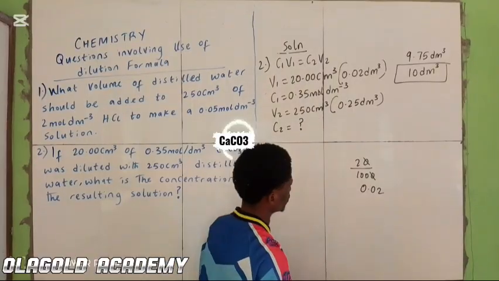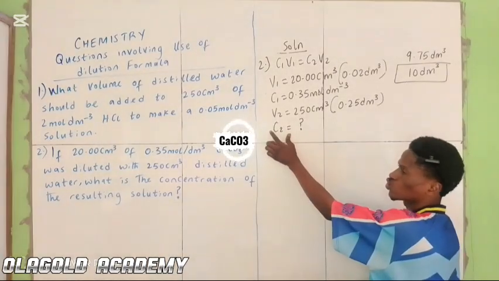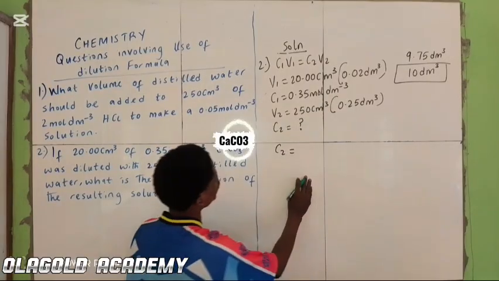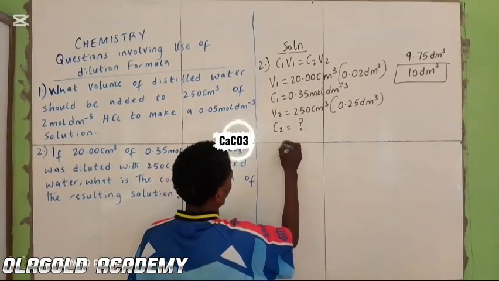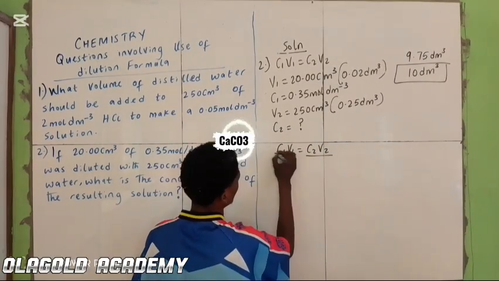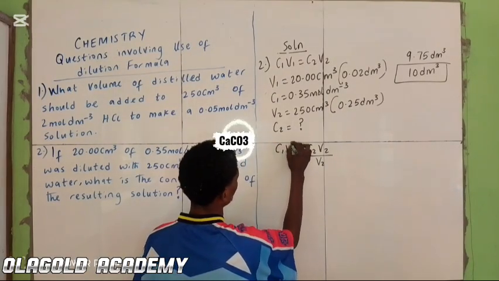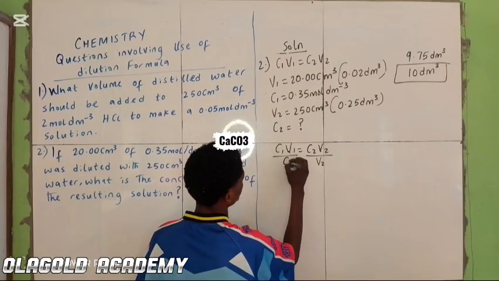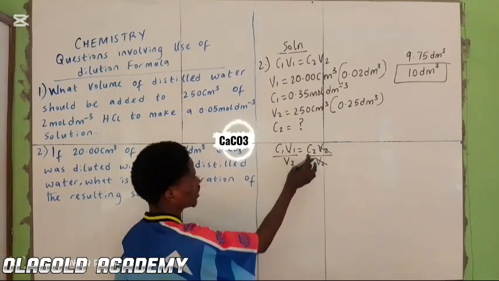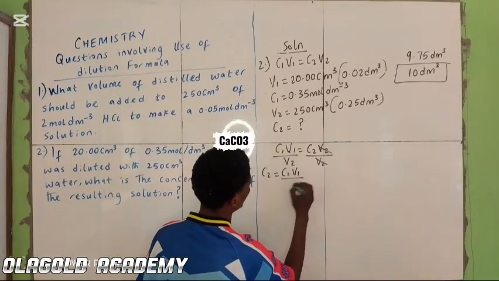All right, our C2 is not given. The next thing here is to make the C2 stand alone. So we're going to have C2 equal to, all right, let me bring this formula out. I have C1 V1 equal to C2 and V2. So divide both sides by V2 over V2. C1 V1 over V2 rather. This cancels this, so this implies that we are going to have C2 equal to C1 V1 over V2.